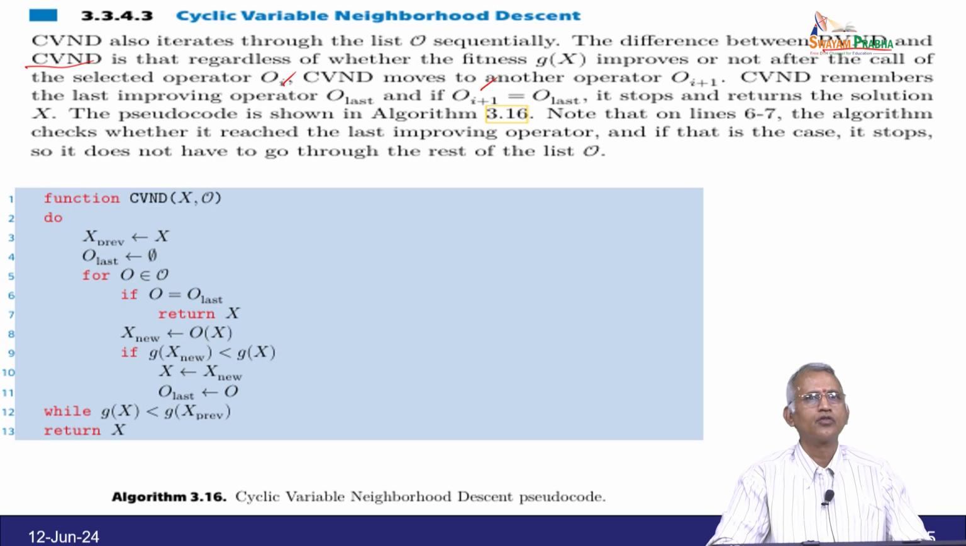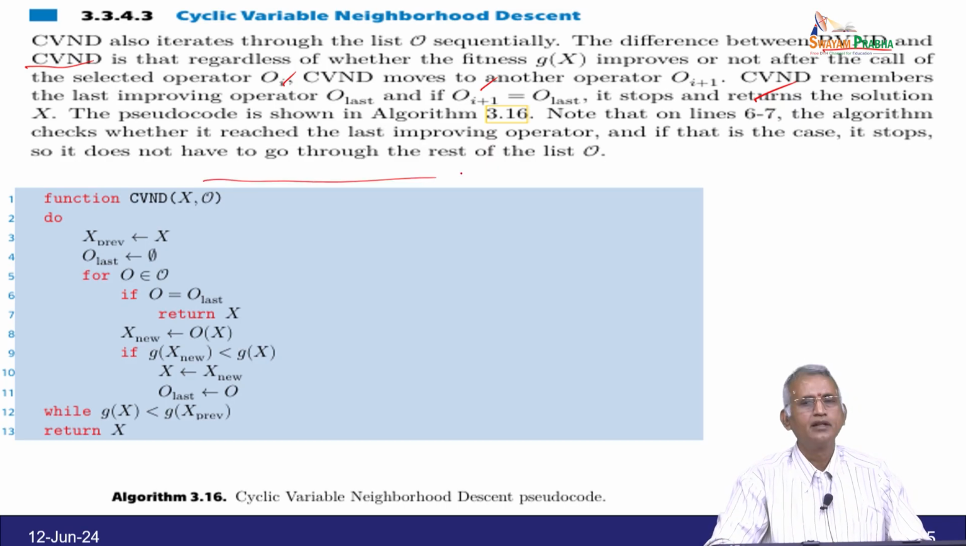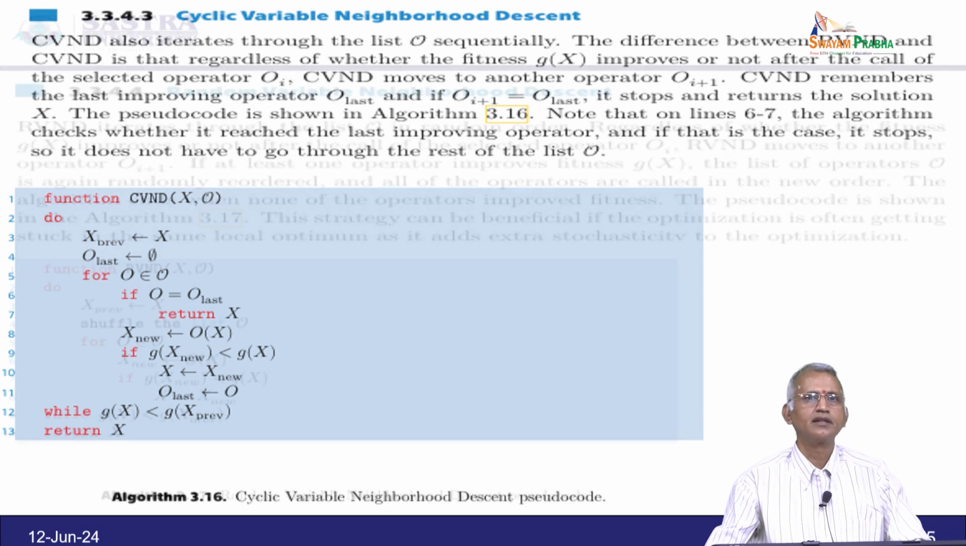In the pseudocode of this algorithm, note that on lines 6 and 7, the algorithm checks whether it reached the last improving operator, and if that is the case, it stops, so it does not have to go through the rest of the list O. This is the cyclic variable neighborhood descent pseudocode.